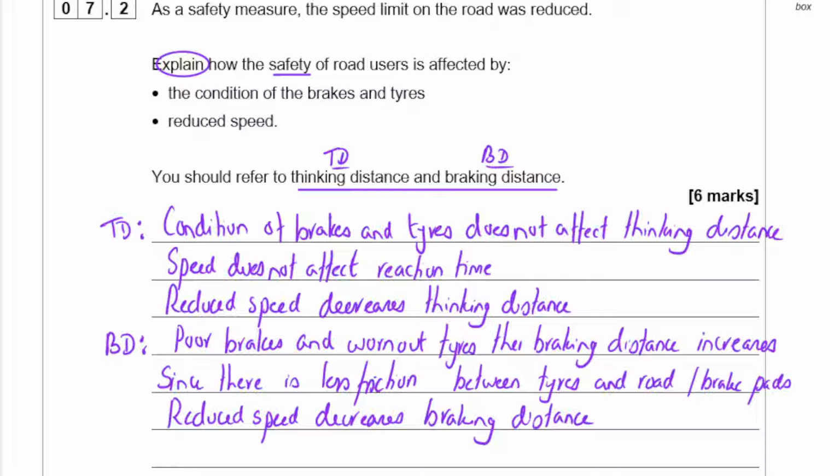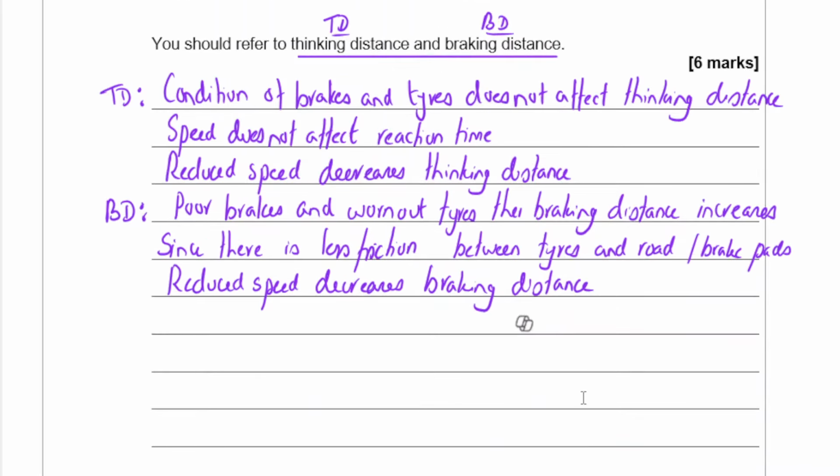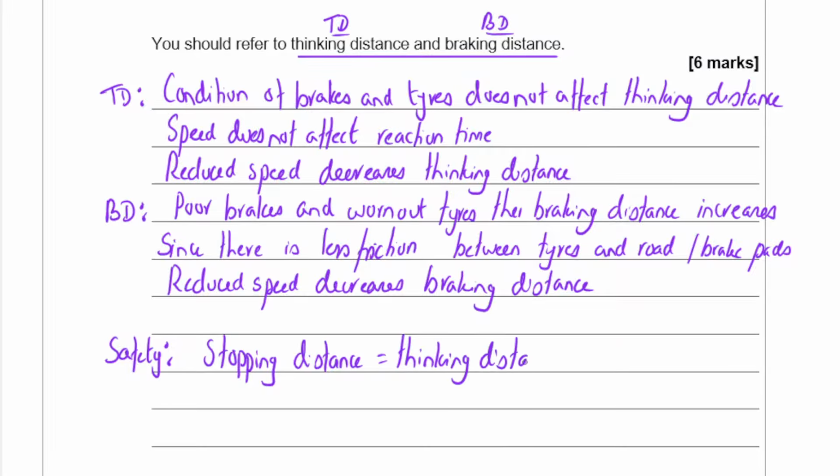What about the safety? Because we haven't gone into explaining the safety, because they're asking you to explain how the safety of road users is affected. How does this affect the safety? So safety. Now remember, stopping distance equals thinking distance plus braking distance.